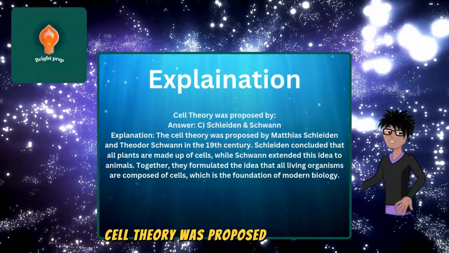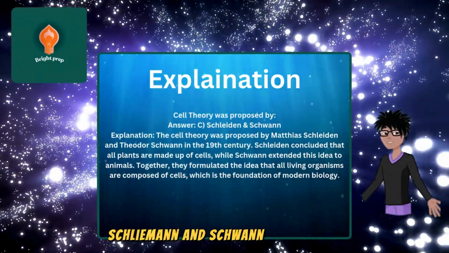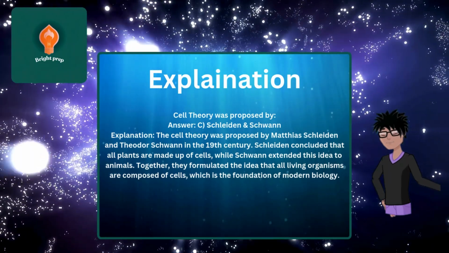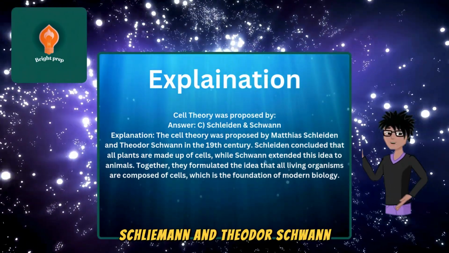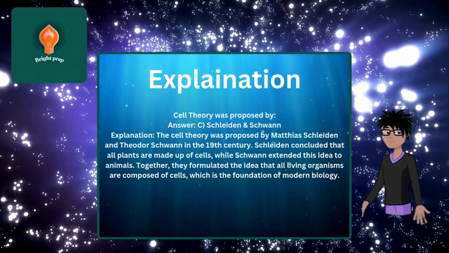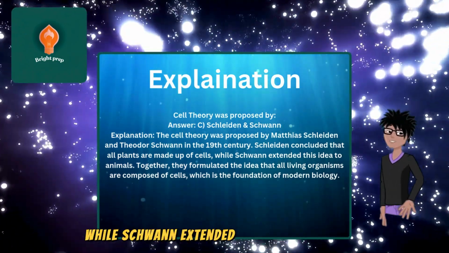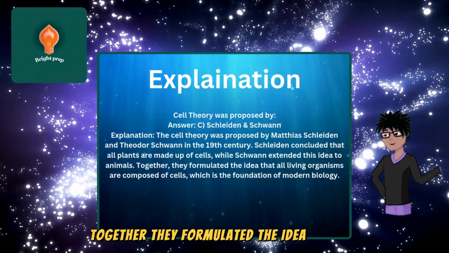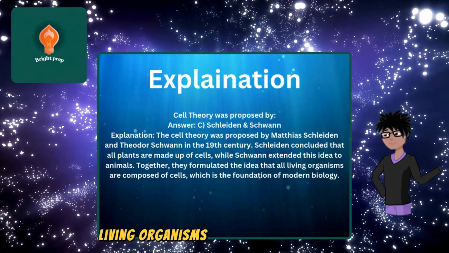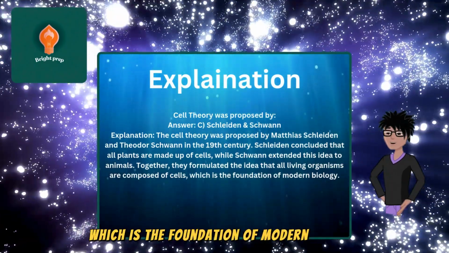Cell theory was proposed by Answer C. Schleiden and Schwann. Explanation. The cell theory was proposed by Matthias Schleiden and Theodor Schwann in the 19th century. Schleiden concluded that all plants are made up of cells, while Schwann extended this idea to animals. Together, they formulated the idea that all living organisms are composed of cells, which is the foundation of modern biology.